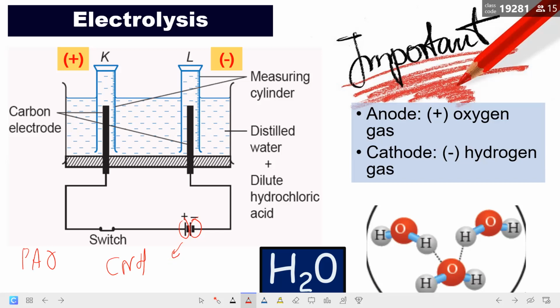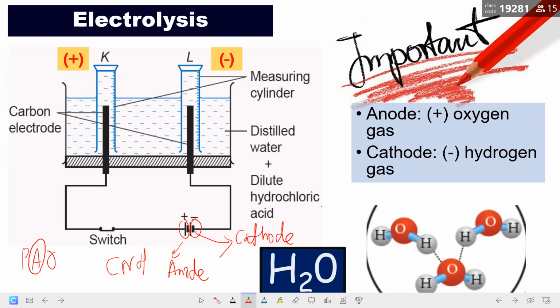Cathode. Wait, what cathode? Oh, yeah, the long line is positive. So positive is? The positive is what? Positive is anode. Very good. Now this negative here is called cathode. That's why teacher wanted you all to memorize POW and Chinese New Year.